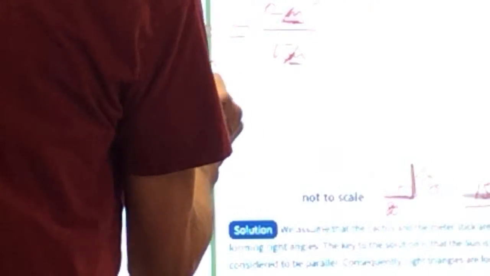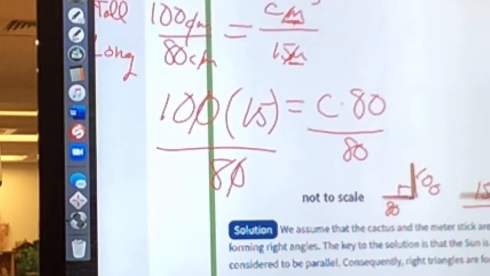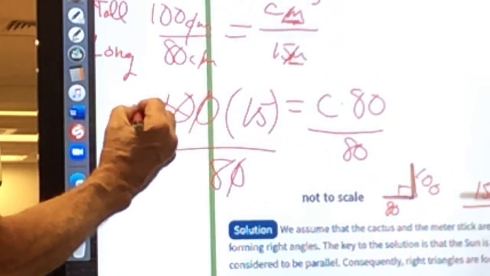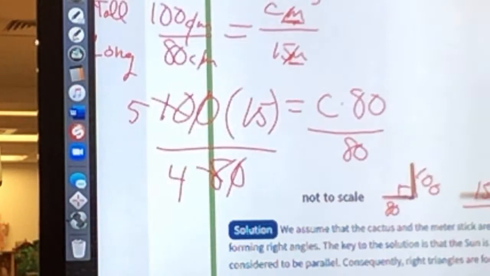So you've got C times 80 is equal to 100 times 15. And then we just solve, divide, you got 10 over 8, which is 5 over 4. 5 times 15 divided by 4, that's how many meters tall your cactus is. So that's one way to do it.